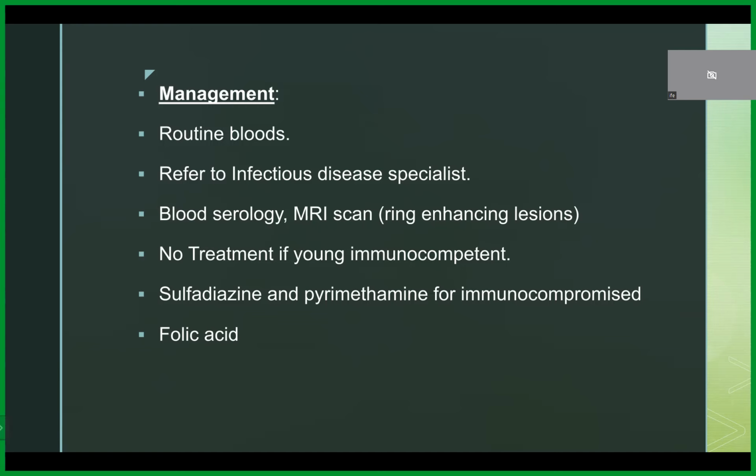What you can see on the MRI of the brain is ring enhancing lesions. They are pathognomonic for toxoplasmosis. If a patient is really young and doesn't have any history of a long-running illness, or the immunity level is fine, then you don't really need to treat this condition.